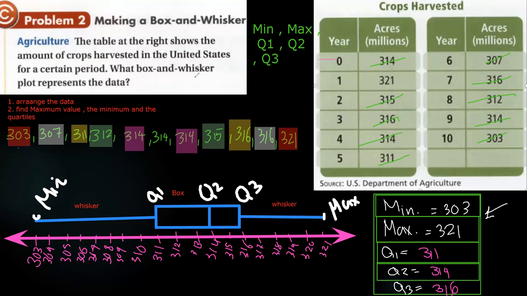Who can find IQR? IQR, interquartile range. Interquartile range, it's Q3 minus Q1. Q3, it's 316. And the Q1, it's 311. So the interquartile range is 5.